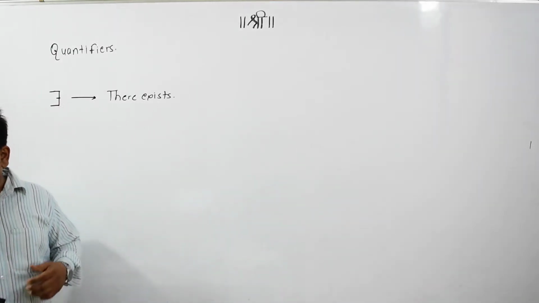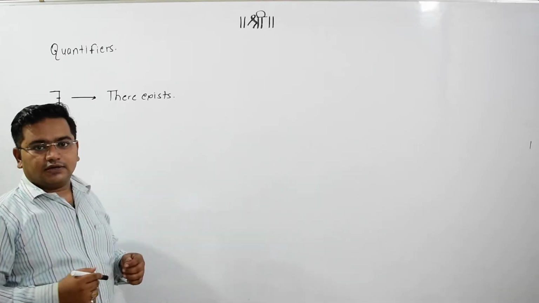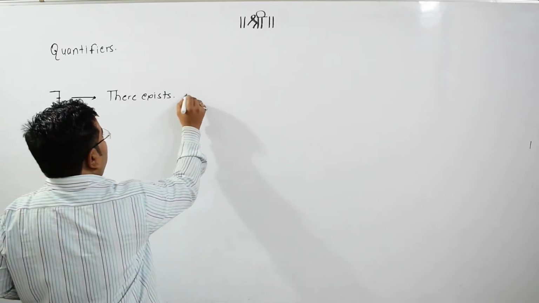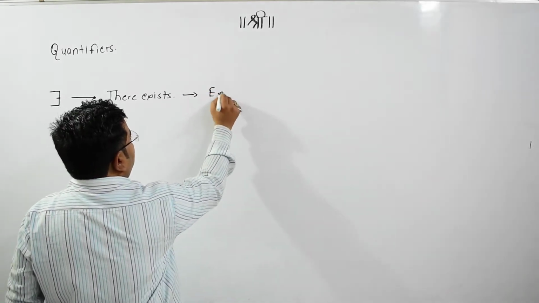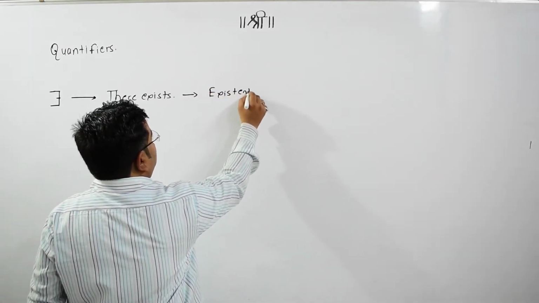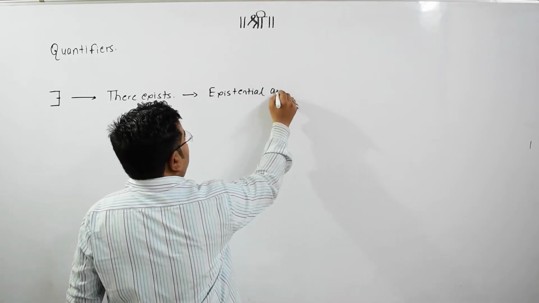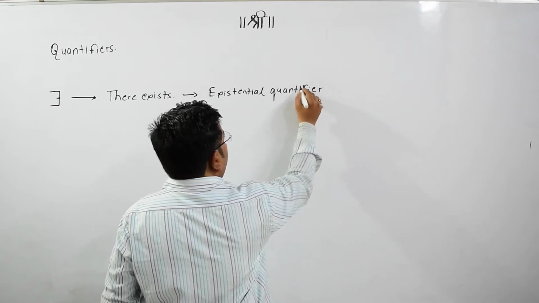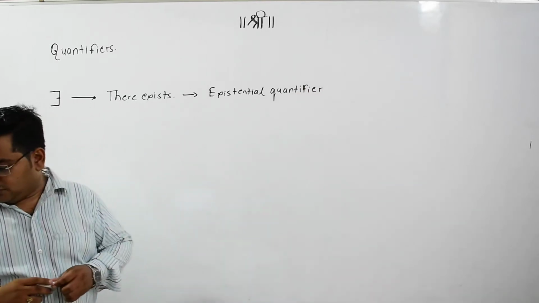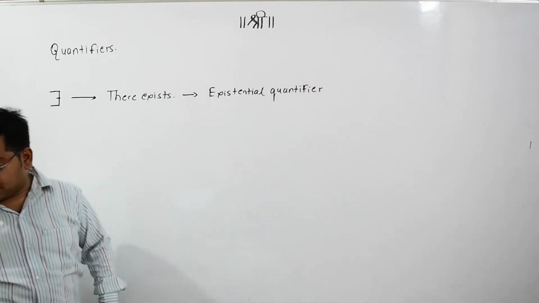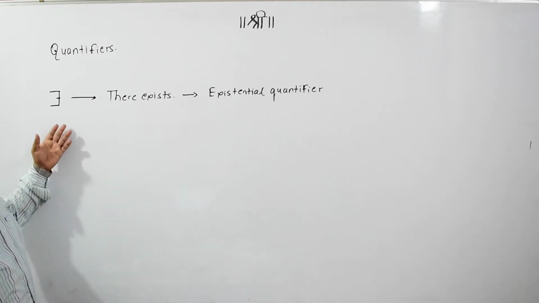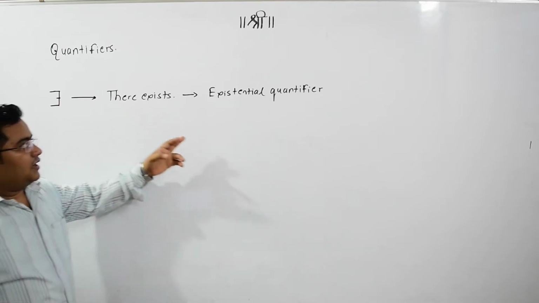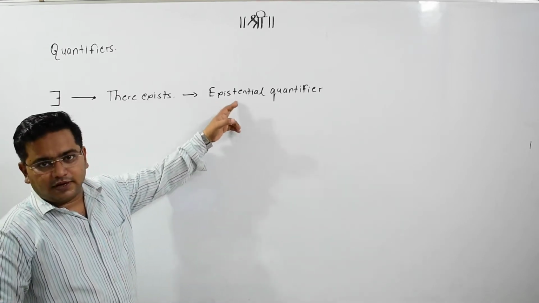What is the name of that quantifier? This is called the existential quantifier. Hope you understood what exactly we want to prove over here. So this is nothing but the existential quantifier. This is the symbol, this is how we can read it, and this is the type of that quantifier.